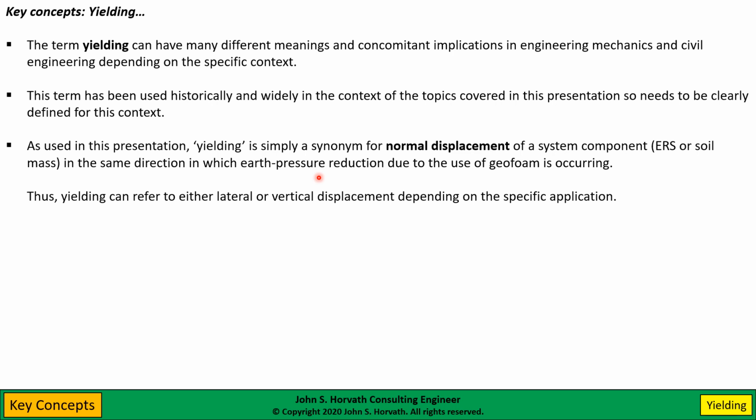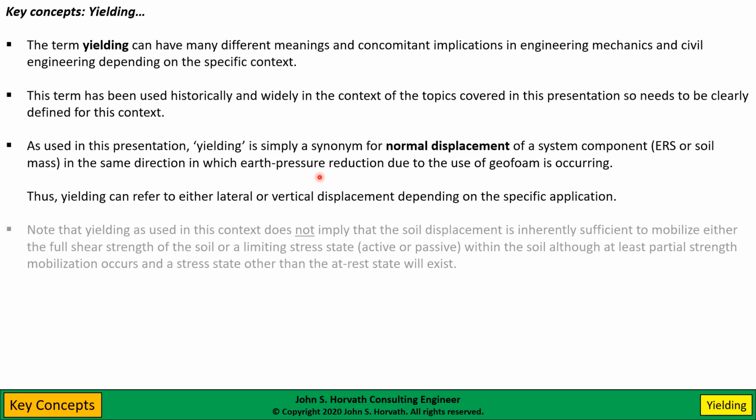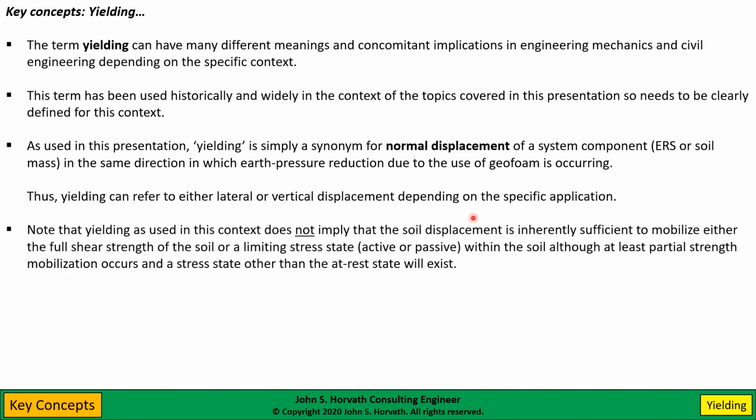So depending on the specific application, yielding, as I use it in this presentation, could either be a lateral or vertical displacement. It is also important to understand that it does not imply that this displacement is inherently sufficient to mobilize the full shear strength of the soil or some limiting stress state, the active or passive state. We will have some partial strength mobilization, and the stress state will be something other than at rest, but it is not the ultimate limit state for the soil.